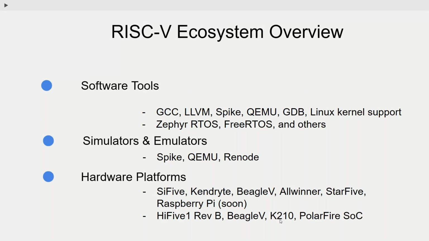Ideally, the Risc-V ecosystem has software tools like GCC, LLVM, and Spike. These are software tools we use for compilation. In our course, we basically talk about GCC and Spike. This is for the simulation part, and for simulators we also use Spike and QEMU.